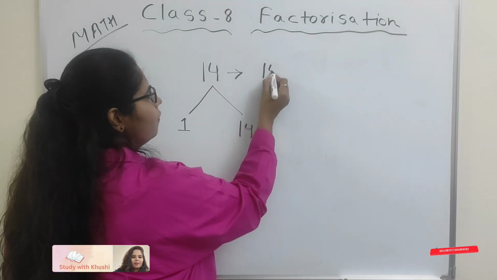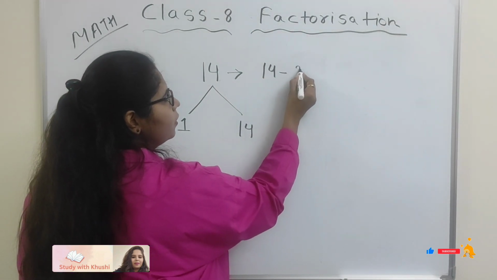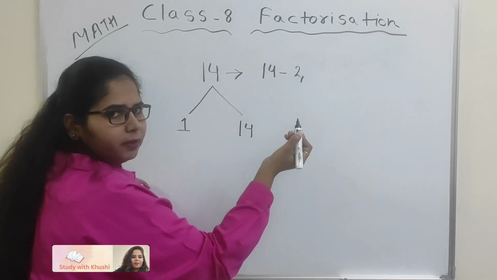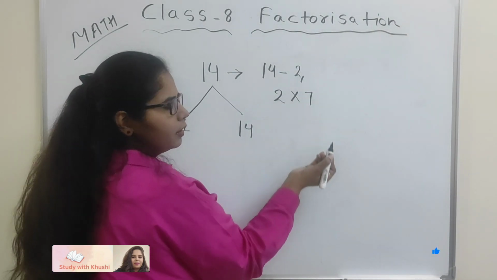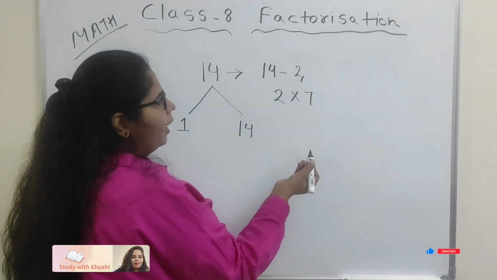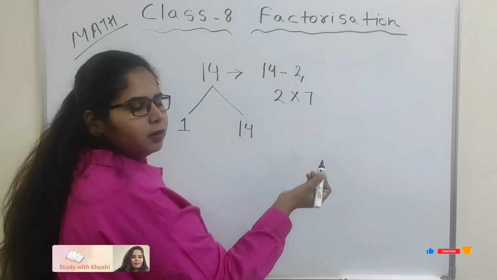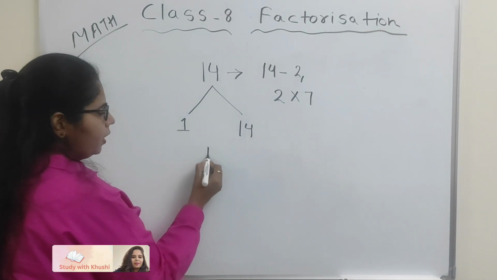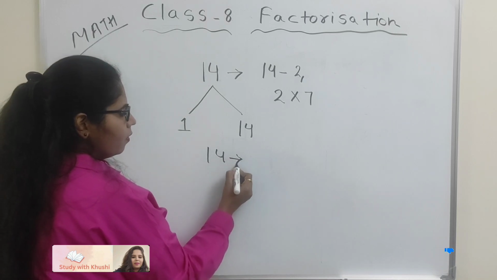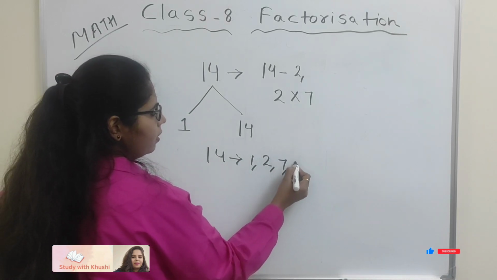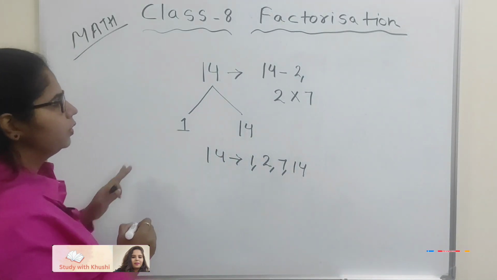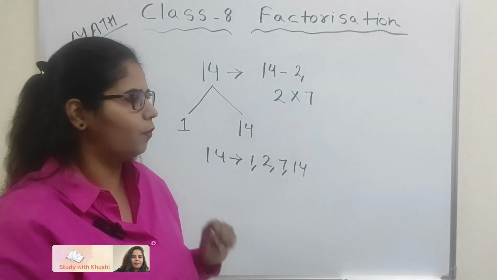So let's see, 14 comes in 2's table, right? Then I will write 2 into 7, that means 14, and any other table we have. Okay, so what are the factors of 14 now? 1, 2, 7 and 14. So these are the factors of 14.